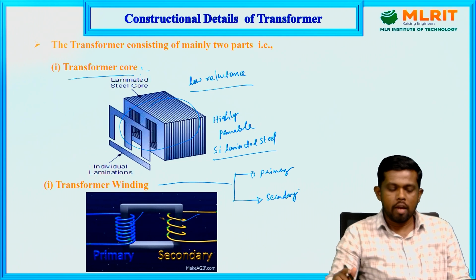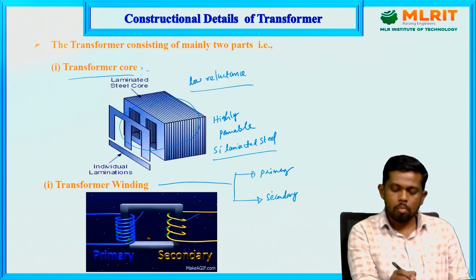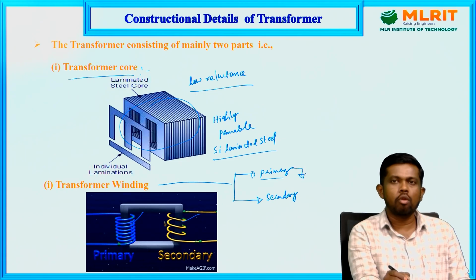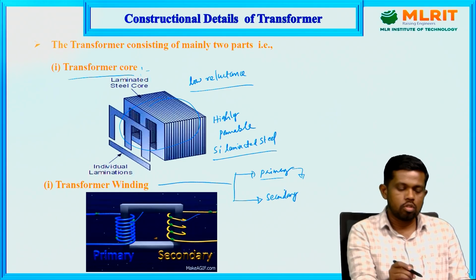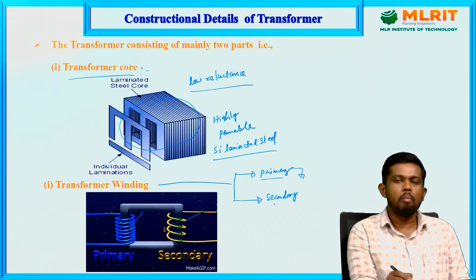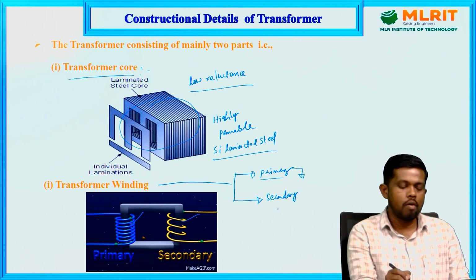The primary winding is a set of copper turns which takes or accepts the power supply. The secondary winding is also a set of copper turns, which supplies the power to the load, giving power to any other network or any other load. That's called the secondary winding.